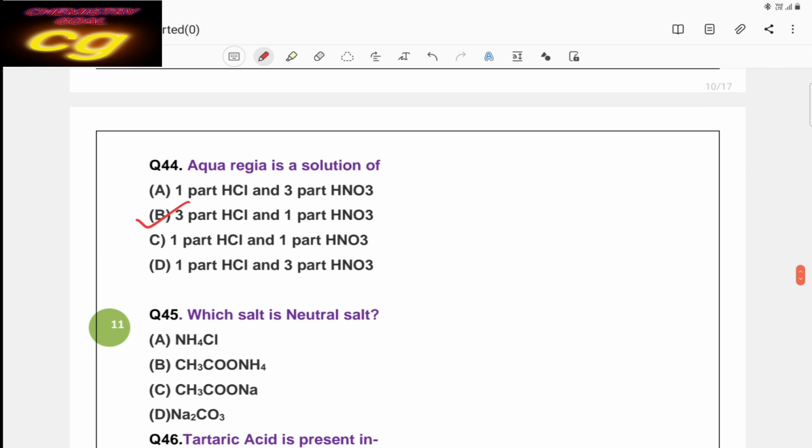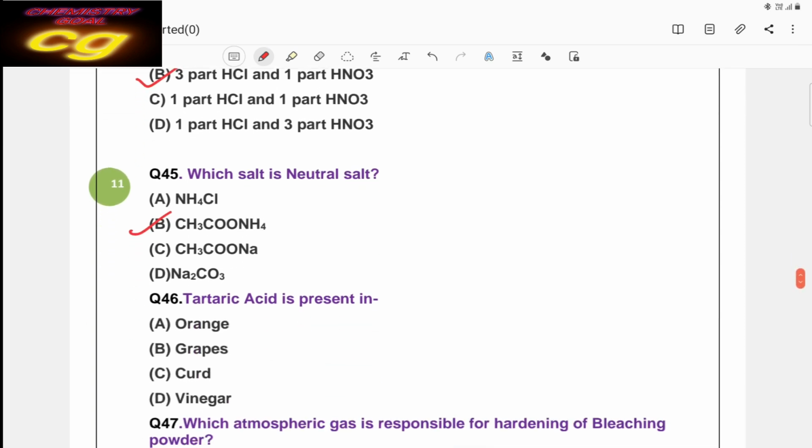Which salt is a neutral salt? We have to see. Ammonium chloride is formed from a weak base and strong acid, so it is not neutral. Ammonium acetate is formed from a weak acid and weak base, so it is neutral. But sodium acetate is from a strong base and weak acid. Sodium carbonate is from a strong base and weak acid, so the answer will be B. We have to see the nature of the salt, then we can know the nature of the acid and base. Tartaric acid is generally present in grapes.